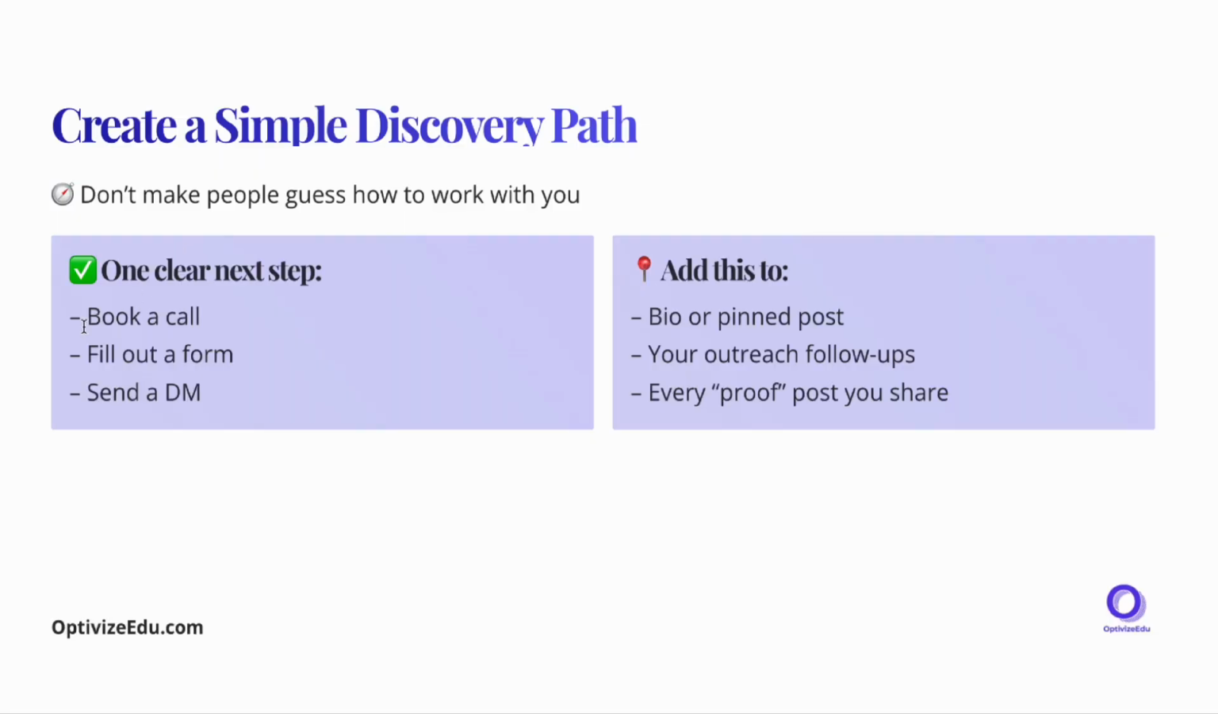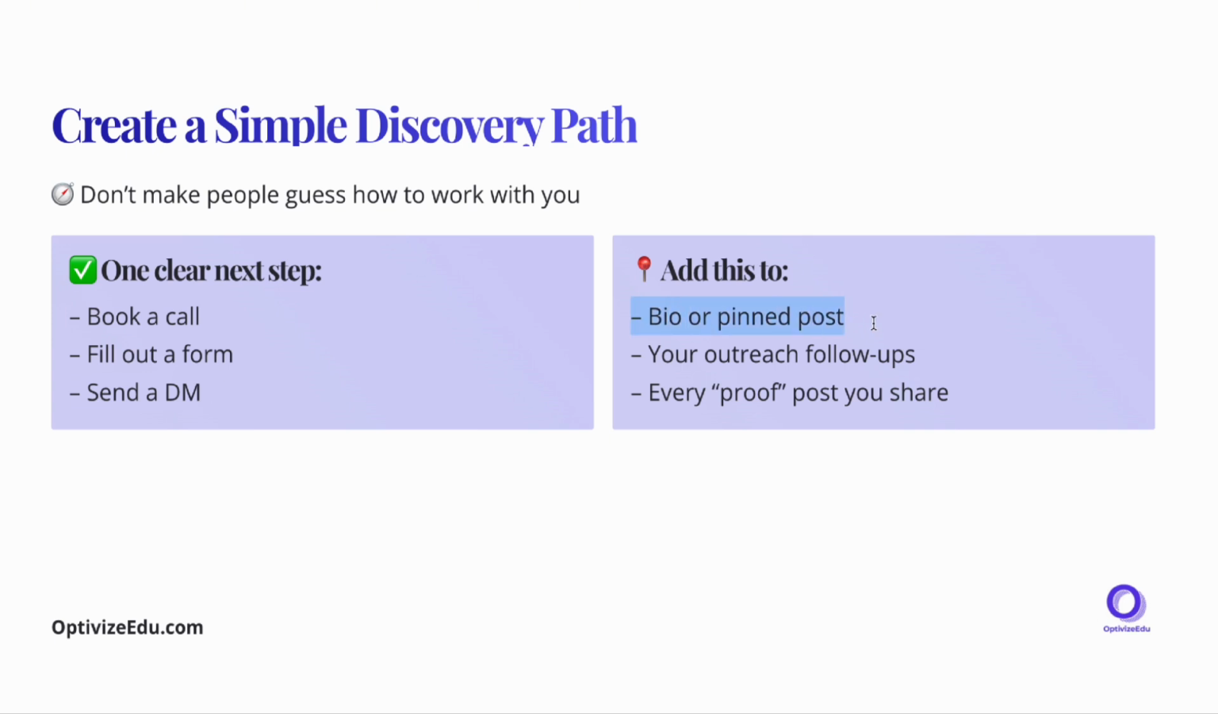But this doesn't have to be fancy. It could be a calendar link so they can book a quick call with you, a short Google form with a few questions, or even a DM that says, let me know if you want to see how this would look for your business. The key here is clarity.